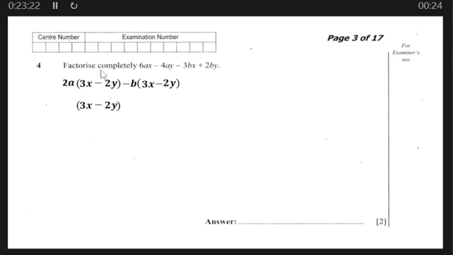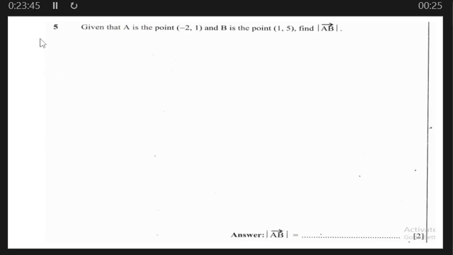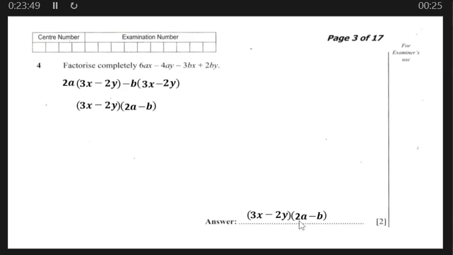Then once you factor it once, here you remain with it. You say open brackets, you remain with it 2a. Then here you remain with minus b. Then you have factorized completely this algebraic expression. So this is our answer here. All right. So let's go to question 5, which says, given that, so the answer is this one here.